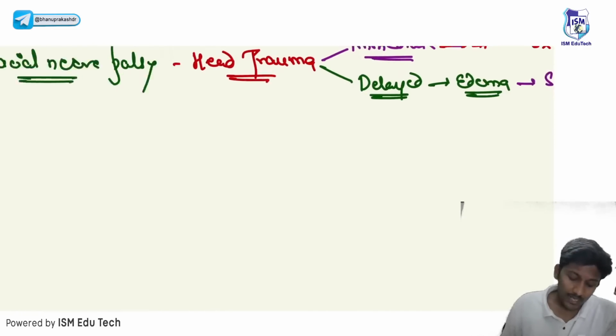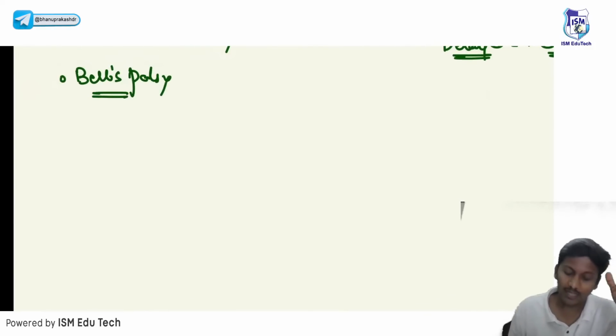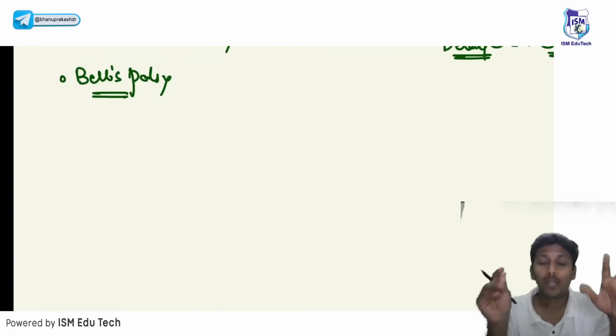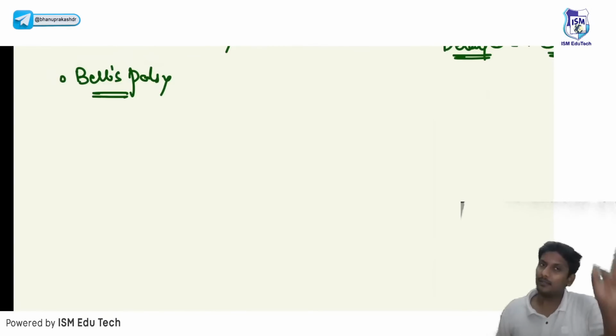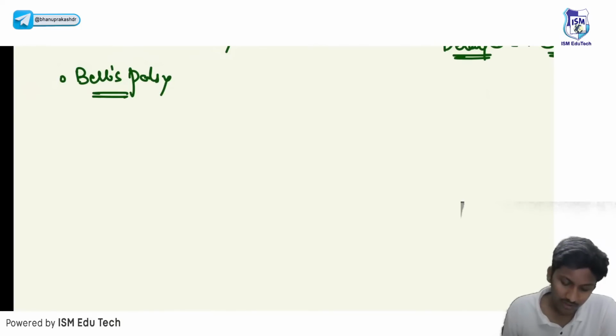Okay? Next important is one of the types of facial nerve palsy, and that is Bell's palsy. A lot of people are still confused that Bell's palsy is facial palsy. No, facial nerve palsy is a broader term. It can be due to any cause. Bell's palsy is a subtype of facial nerve palsy. And what is Bell's palsy, guys?